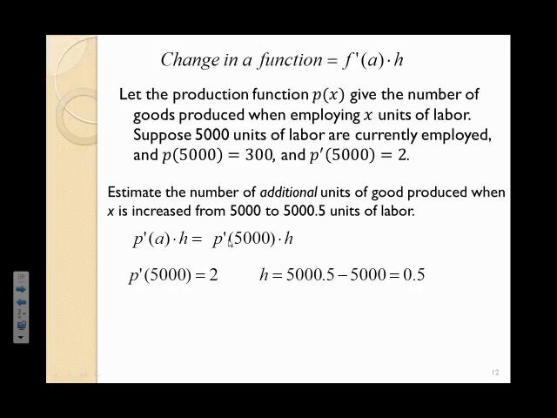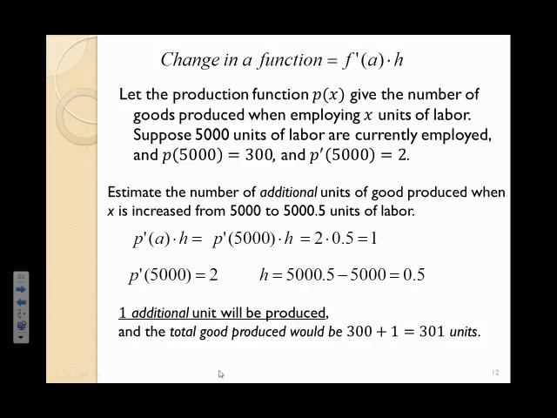So P prime of 5,000 is 2, H is a half, so we multiply them together to get 1. So that means 1 additional unit is going to be produced. And that's, again, when we put in a half a unit of labor. Now, that answers this question, but maybe we also want to find out what's the total goods that we're going to produce if we increase this extra half unit of labor?